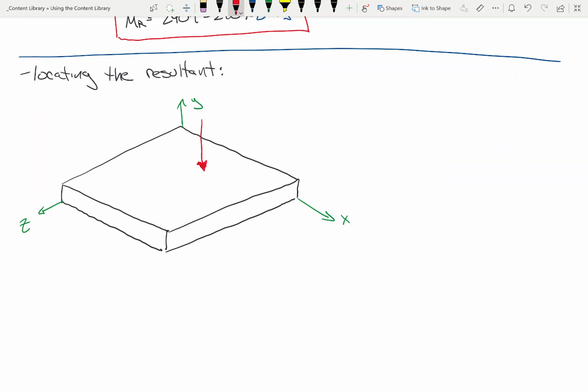Now, what's the magnitude of that force, by the way? 80 kips, right? My question is, where do I place this? So I'm basically trying, in this case, to define R. Now R, if I were to write it symbolically, is going to be that.